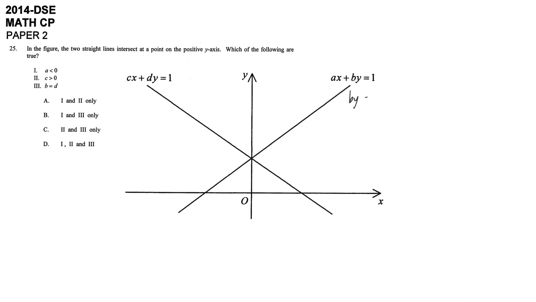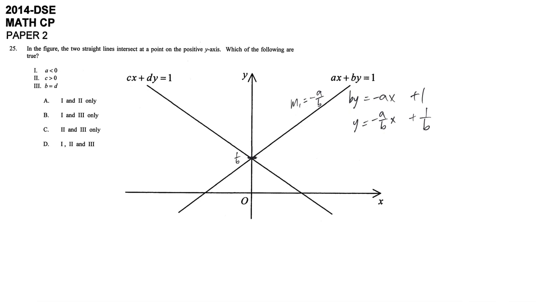So by is equal to negative ax, always x in front, and then positive 1. So y is equal to negative a over b x, and then plus 1 over b. So from here, we know that the slope of the first line is negative a over b. We know that at this point, the height is 1 over b.